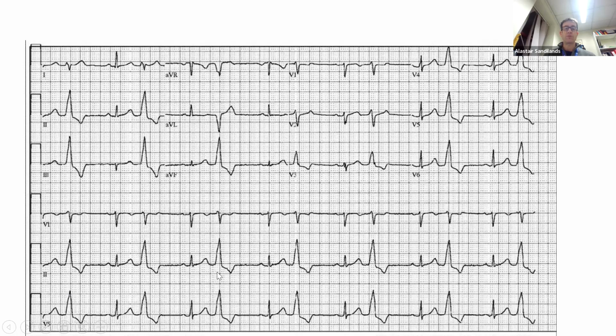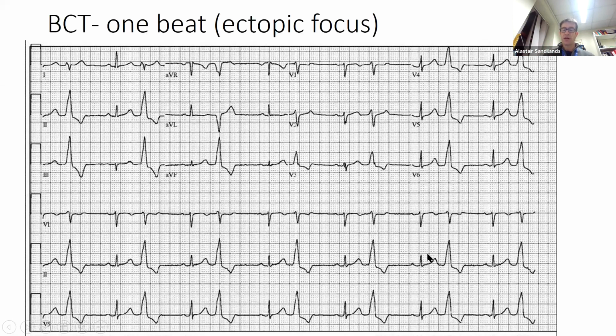So this is a broad beat because it's taking longer to conduct. It is coming from the ventricles, so it's called a ventricular ectopic. It's one beat. So that's just one beat, and this is a ventricular ectopic. Because it's happening every second beat, we call this ventricular bigeminy. This is ventricular bigeminy.